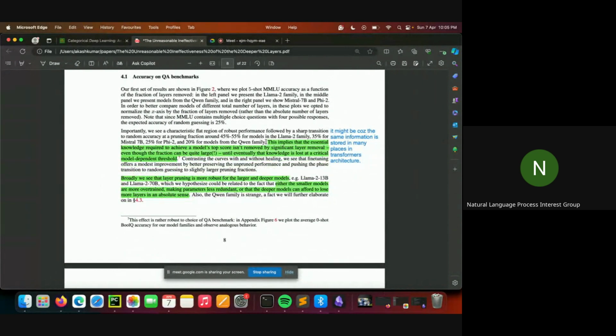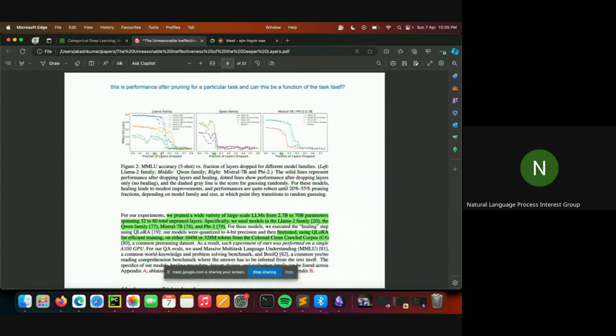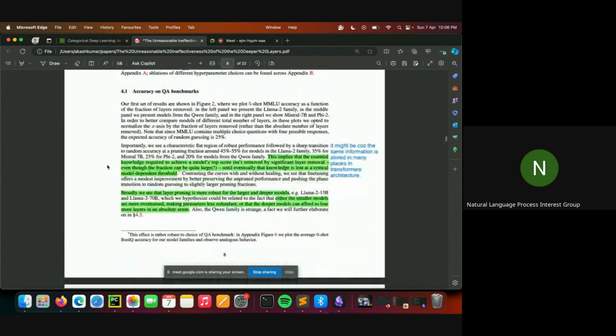So this all implies that the essential knowledge required to achieve a model's top score isn't removed by significant layer removal, even though the fraction could be quite large. Like we just saw that we can remove 30% of layers of the Llama model and still get good performance, until eventually that knowledge is lost at a critical model-dependent threshold. So as we saw here, if we remove 40% of layers of Llama, the model performance degrades a lot. And the same point for the Qwen family is 20%. So that depends on the model family.